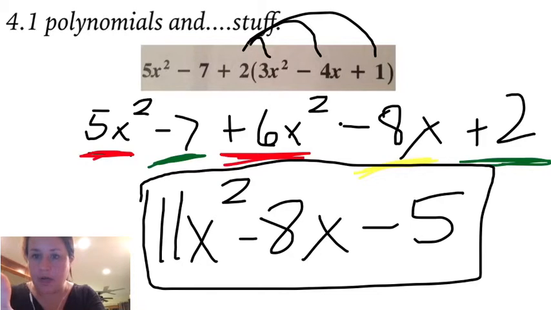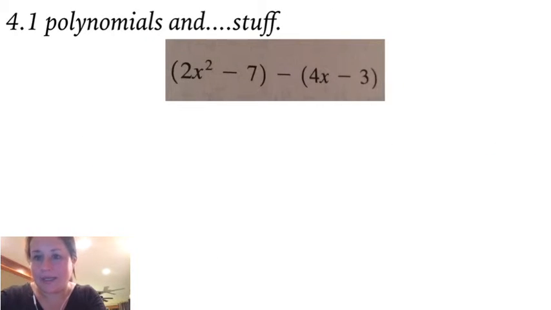Okay, so I'm going to give you one to try and give you a second to try it, and then you can pause and then come back and I will go over it with you. Here it is. So what you're going to do is simplify this expression. Come back to me when you're ready.